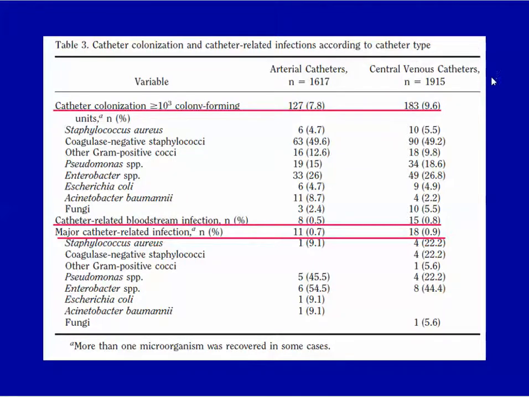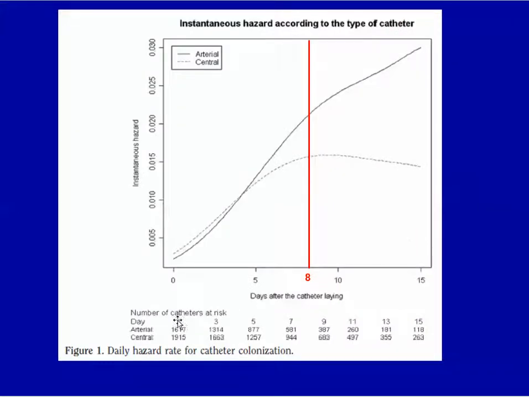This shows for the arterial catheter and the central venous catheter the incidence of colonization. You see it was nearly the same, 8% with arterial lines, about 10% with central lines, and the incidence of catheter-related bloodstream infections or major catheter-related infections were no different between arterial catheters and central venous catheters. This shows the incidence of colonization over time in the arterial line.